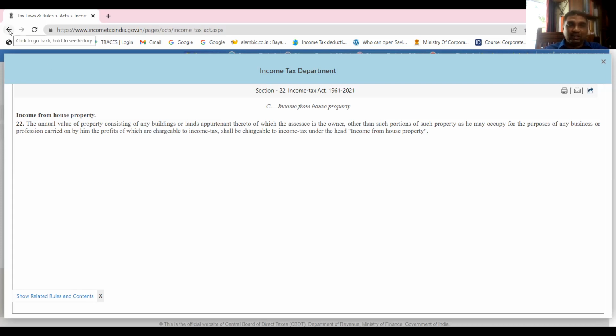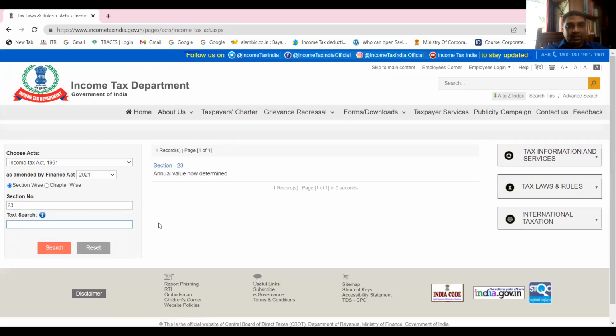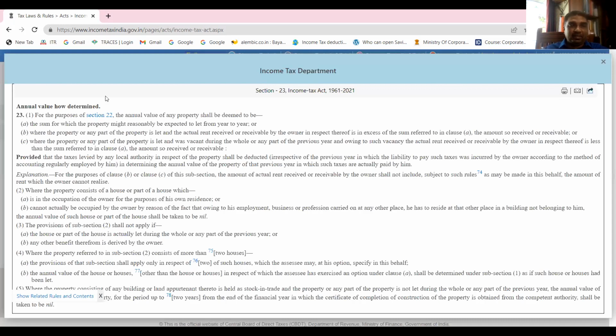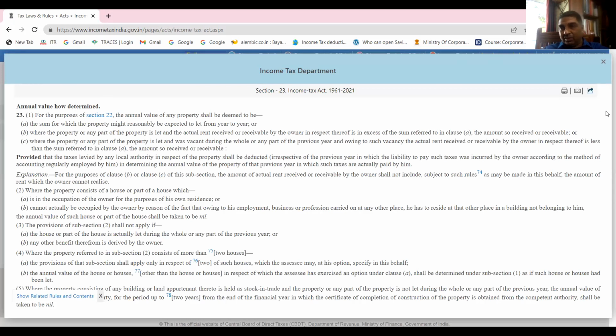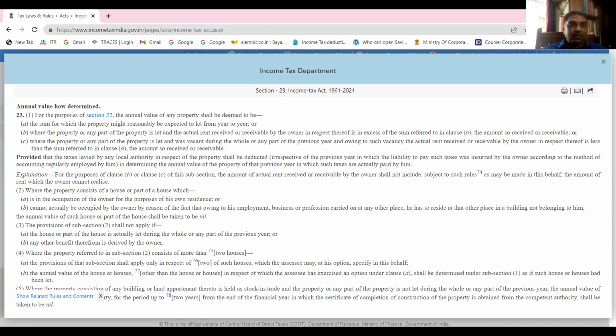Anyway, we'll be learning all these things in detail. Now, let us have a look at the next section, section 23. You see, section 23 is how annual value is determined. Are you able to see it? Okay. I'll be explaining with the help of PowerPoint how annual value is computed and determined. Now let us see what section 24 says.